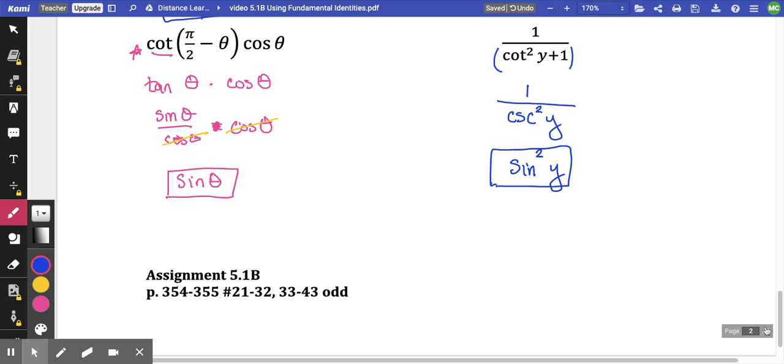Okay, so to practice these, keeping in mind that you're trying to memorize these identities, you're going to be working in the textbook, pages 354 through 355, numbers 21 to 32, and 33 to 43, odd only. So only do 33, 35, 37, 39, 41, and 43 there. I will attach a PDF of that along with the assignment for this one.